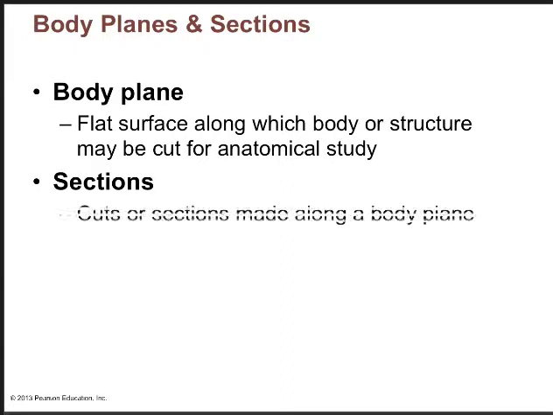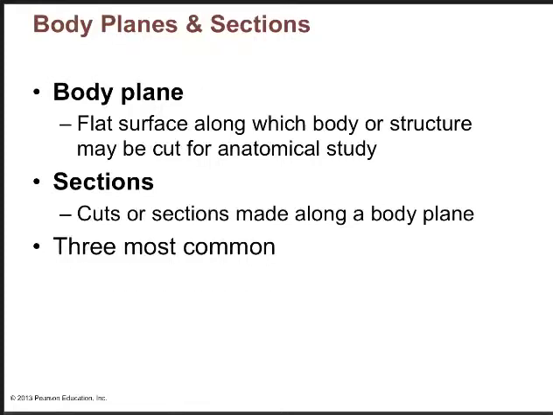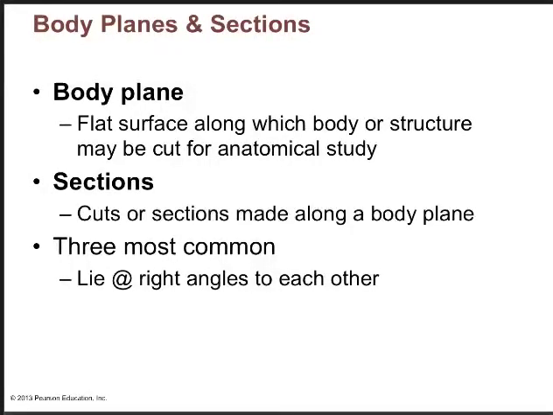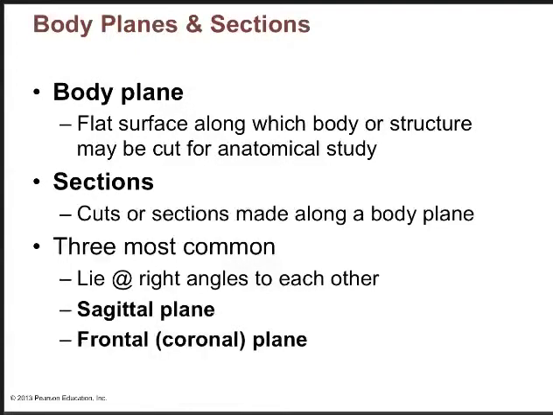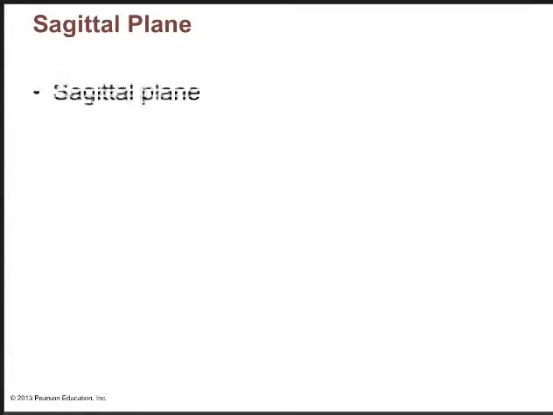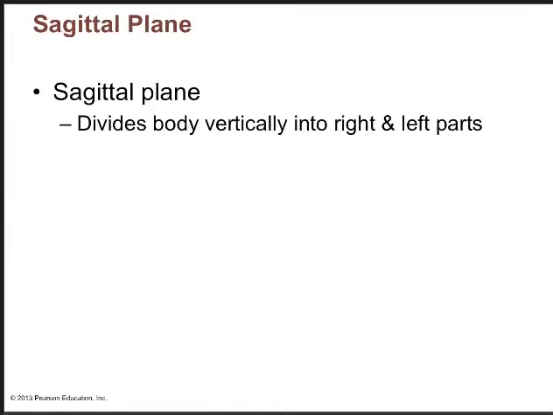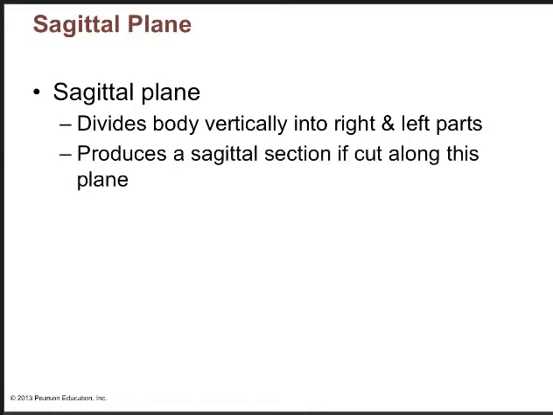The sections are cuts that are made along a body plane, and the three most common lie at right angles to each other. These are the sagittal plane, the frontal or the coronal plane, and the transverse or horizontal plane. The sagittal plane divides the body vertically into right and left parts. If you were standing in anatomical position, imagine a buzzsaw cutting you from the top of your head all the way down to between your legs, and you falling into a right and left half, and that would be a sagittal plane. This produces a sagittal section if you cut along this plane.